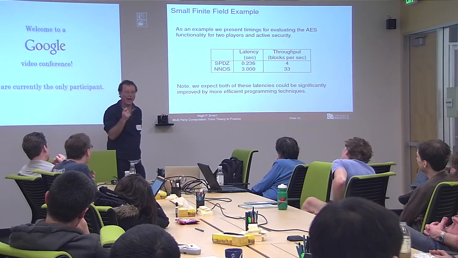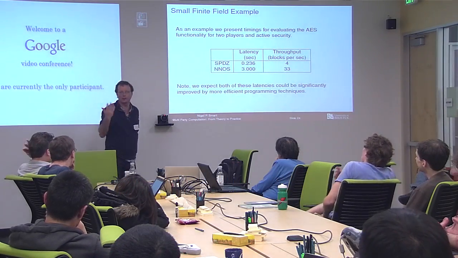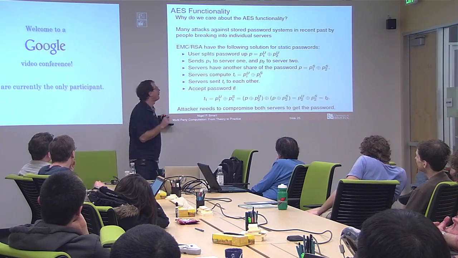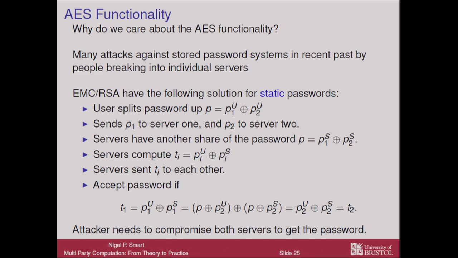So why would you care about evaluating AES? AES seems to be a stupid example to evaluate. Okay, so think of the following. This is where I'm going to end, so this was one application. There have been various attacks against stored password systems. EMC RSA have a solution to this. Their solution works for static passwords in the following sense: when I want to log into a site with a static password, I XOR my password together into two things, P1 and P2.